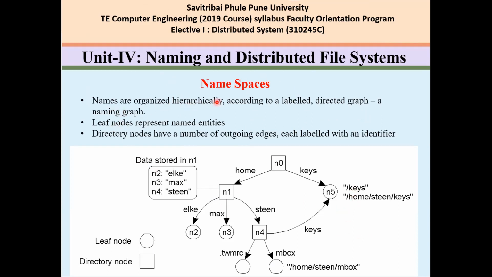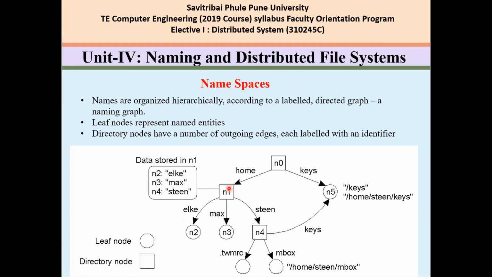Names are organized hierarchically, because when we are talking about structured names, we have to show that hierarchy starting from the root node or directory to the exact file or access point, according to a labeled directed graph called a naming graph. Leaf nodes are represented by circles, which represent named entities, whereas directory nodes are squares, which have a number of outgoing edges. Each edge is labeled with an identifier. Data stored in N1 is connected here with a different box, which shows the data stored inside this N1 directory node.